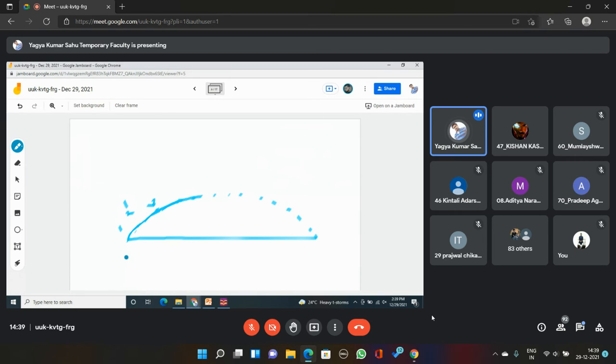Then you will get a smooth curve. Okay. Consider one previously drawn point and one for which you are making the curve. Okay.